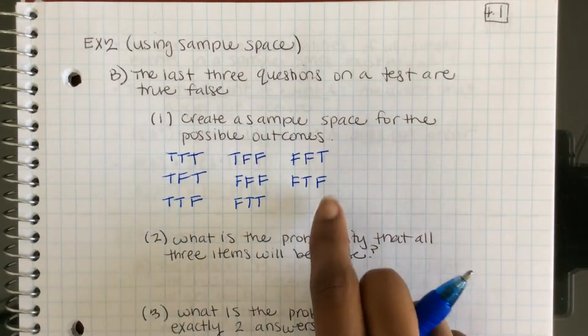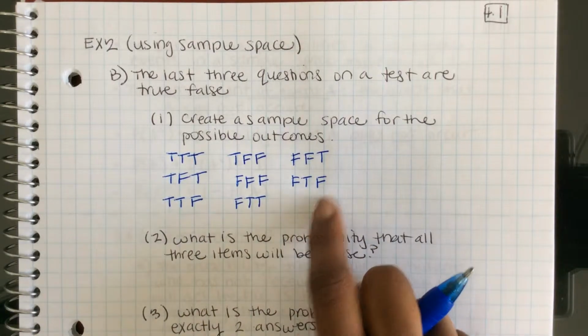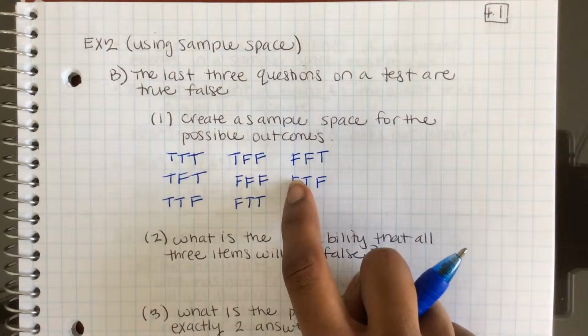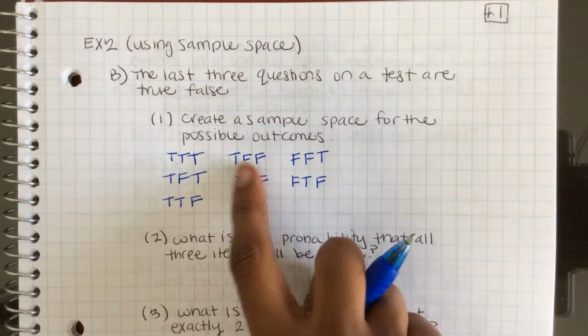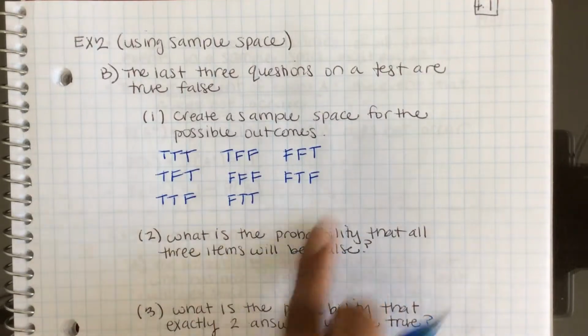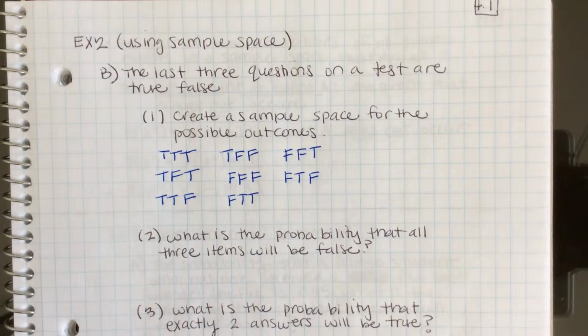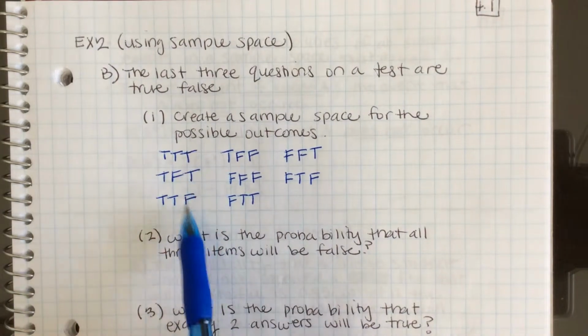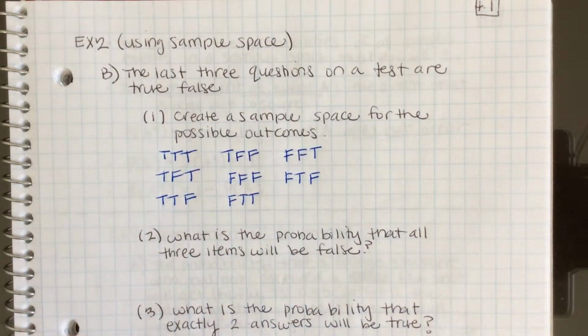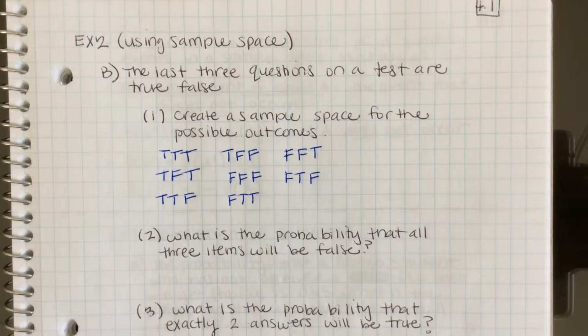Now what about if my last one's false? I have false, true, false; false, false, false; false, false, true. I think I have all the options there already. So there are 1, 2, 3, 4, 5, 6, 7, 8 possible combinations if the 3 possible answers are true, false.